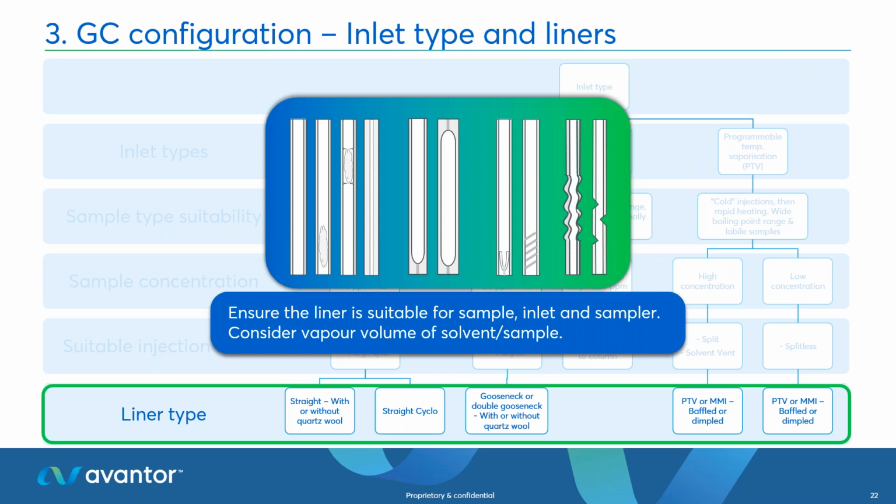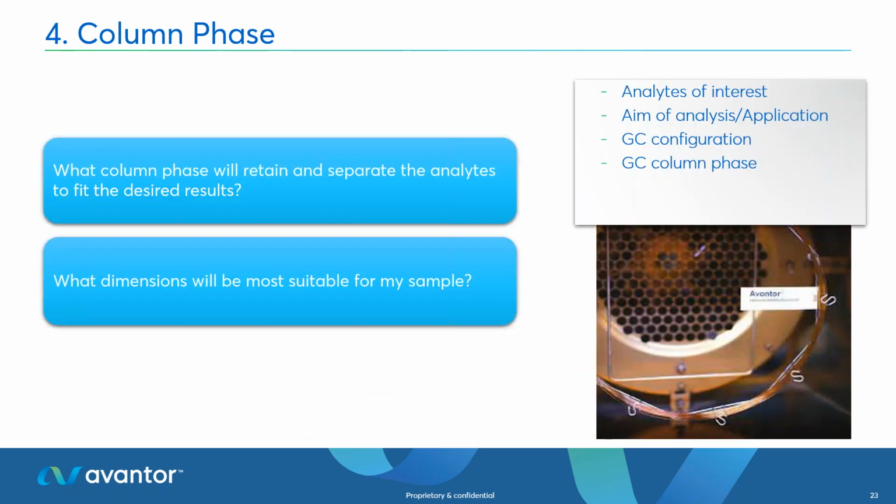And then you've also just got to make sure that it's compatible with the type of sampler that you're using, whether you're using maybe a headspace sampler, etc. And then also make sure you've got enough vapor volume within the liner to accommodate for the vapor volume of your solvent and sample. With the column phase, what phase is going to retain and separate the analytes to fit the results that you need, and what dimensions are going to be most suitable.